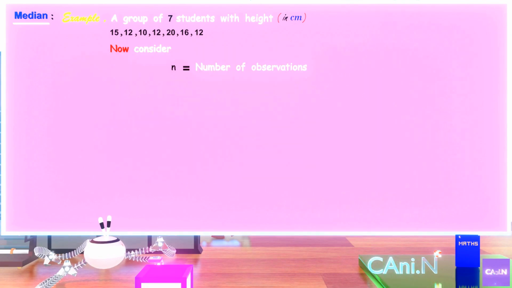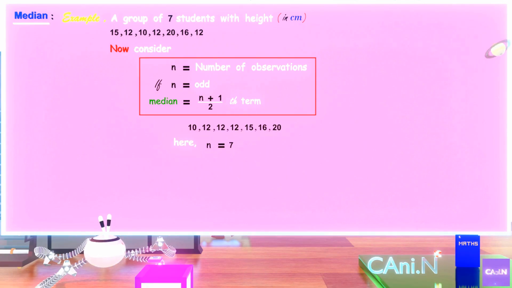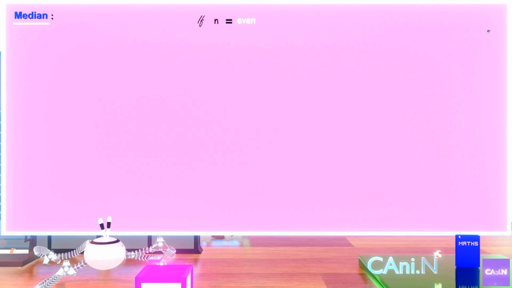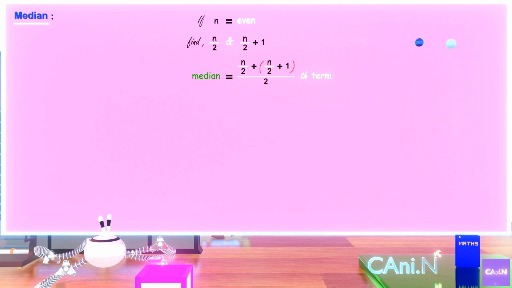Now consider n equals number of observations. If n is odd, median equals n plus 1 by 2 term. Here, n equals 7, which is odd. So, median equals 7 plus 1 by 2 equals 8 by 2 equals fourth term. Here the fourth term is 12. Therefore, median equals 12. Now, if n is even, first find n by 2 and n by 2 plus 1. So median will be n by 2 plus n by 2 plus 1 divided by 2 term.